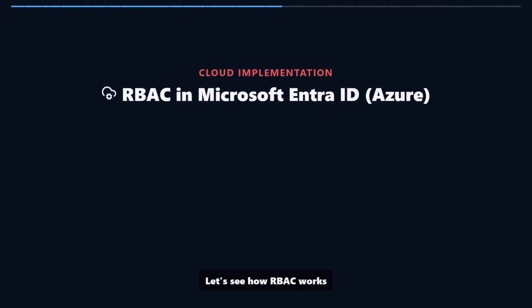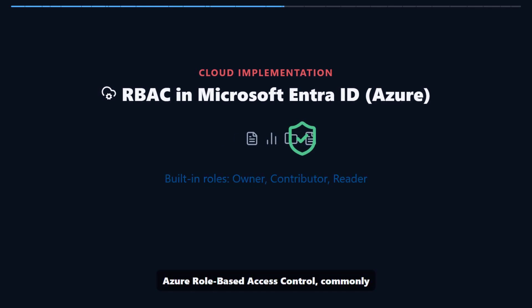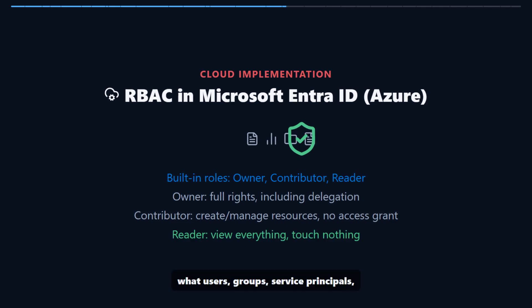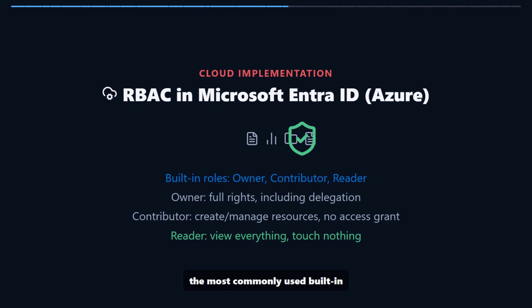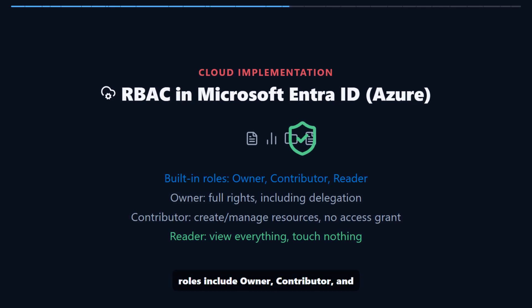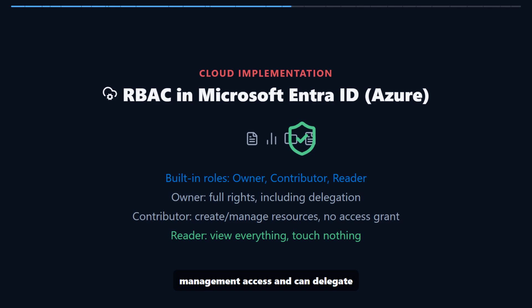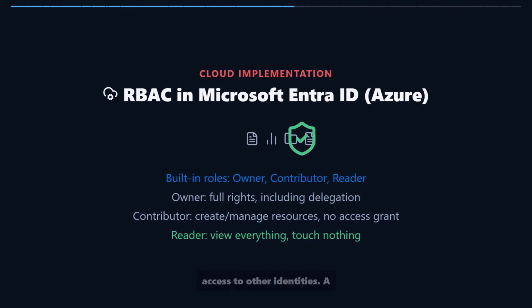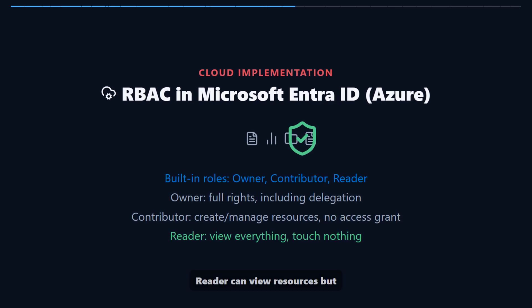Let's see how RBAC works in Microsoft Azure. Azure uses Azure Role-Based Access Control, commonly called Azure RBAC, to determine what users, groups, service principals, and managed identities can do with Azure resources. Some of the most commonly used built-in roles include owner, contributor, and reader. An owner has full management access and can delegate permissions to other users. A contributor can create and manage Azure resources but cannot grant access to other identities. A reader can view resources but cannot make changes.